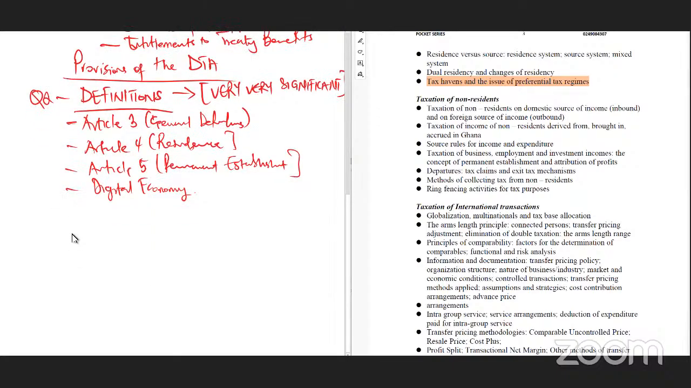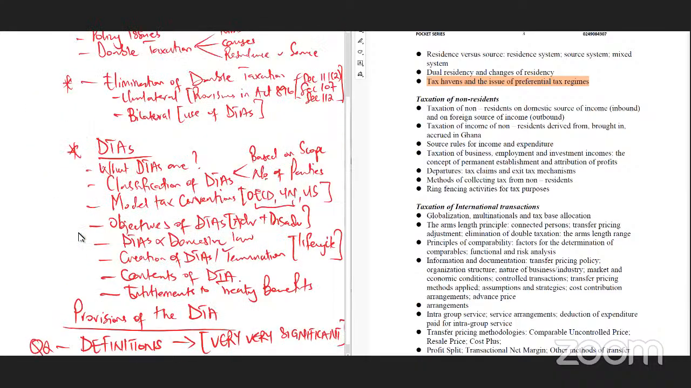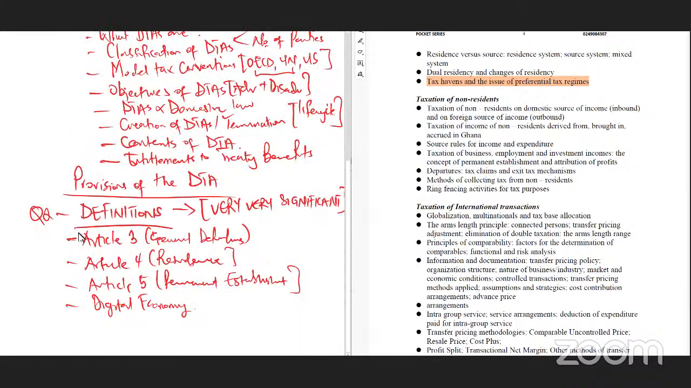Are you done with question 2 now? Can we move? I hope you are enjoying the roadmap. Can we move? Yes, please.